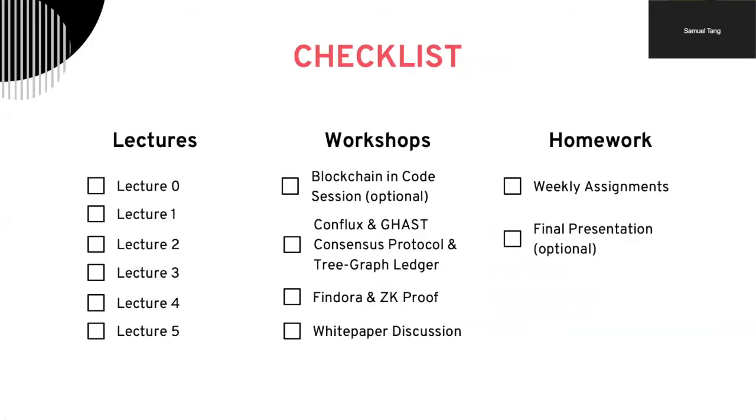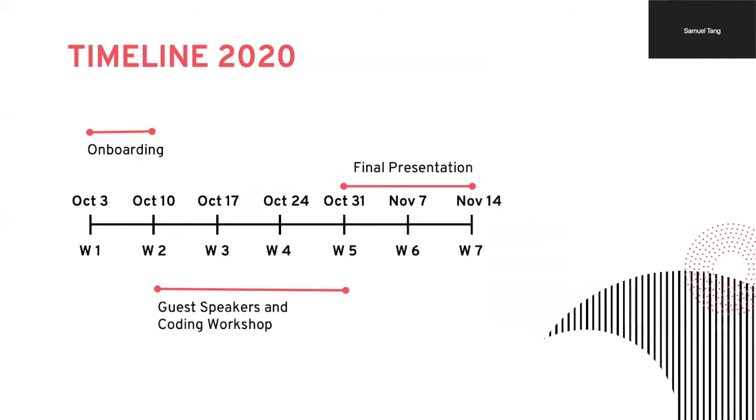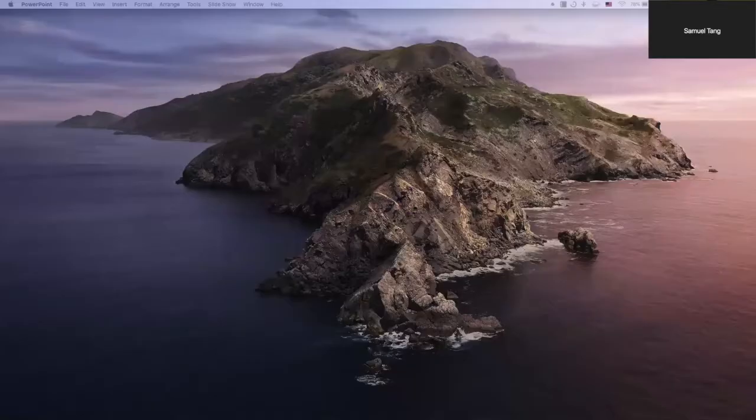So here's the checklist for the course. You have 6 lectures. You have a couple of workshops, some of which are optional, and then you have some homework that will help you learn better. So here's your timeline. We are at week 2 right now, October 10, and this is going to go all the way to November 14th. So that's it for the overview of the course.